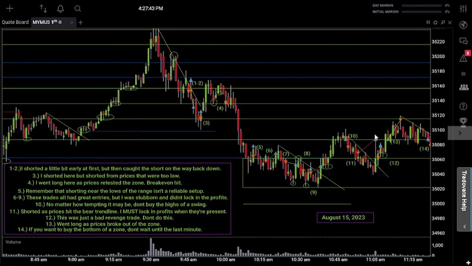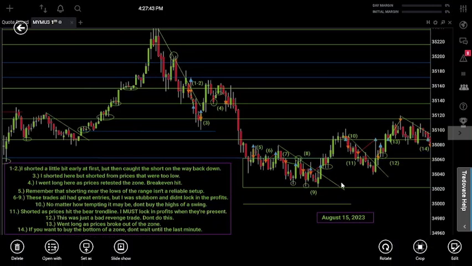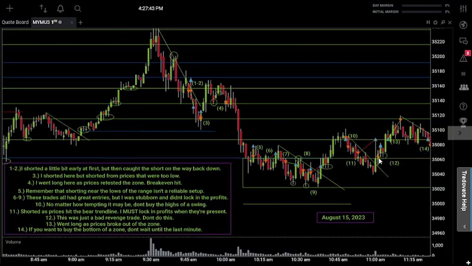After 11 got stopped out, on trade 12, we read the notes. This was just a bad revenge trade. Don't do this. I can't even give a real explanation as to why this was a logical trade. This was more so just me getting stopped out and being mad about it and saying, you know what, I'm going to short it right here at the top of the zone and let the downtrend continue.